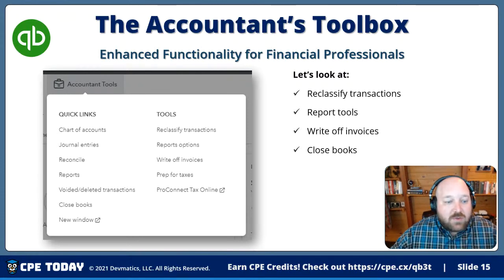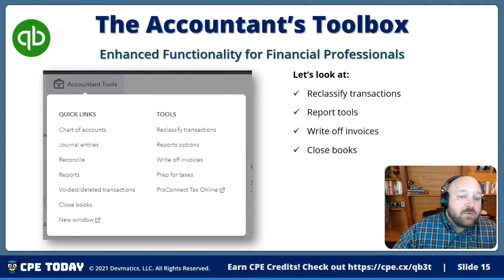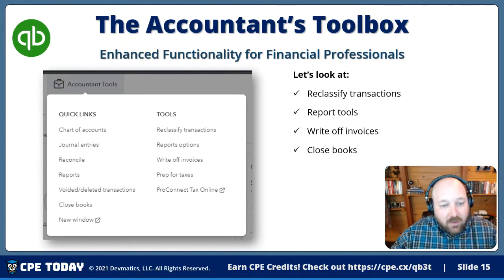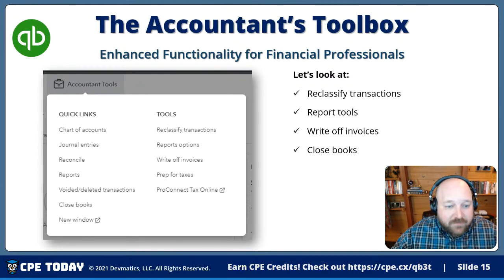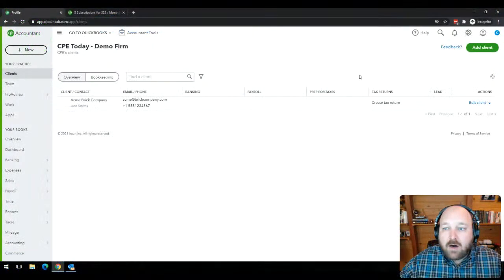Likewise, there are also some really good tools around reporting, closing off the books and closing the records for reducing risk of changing opening balances or reducing our fraud risk as well. And you can also batch write off invoices too. So pretty cool. So let's go ahead and switch into our client file, and let's take a look at what that might look like in terms of utilizing our accountant's toolbox.